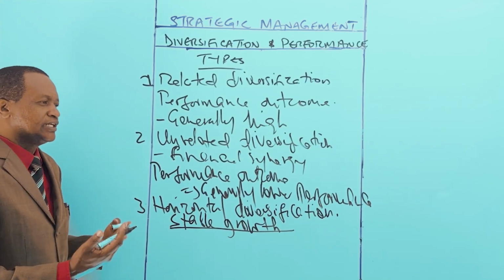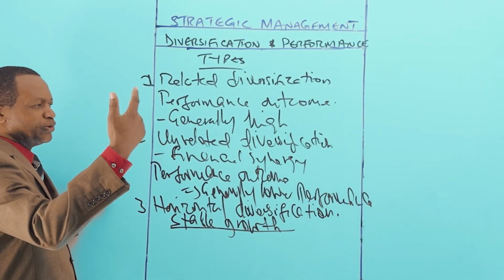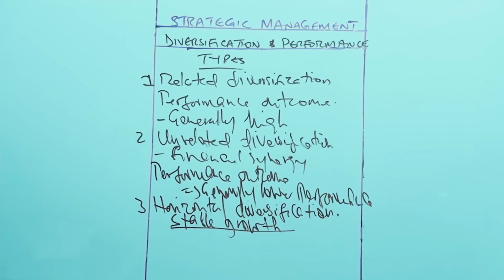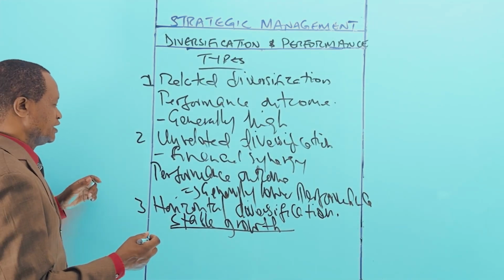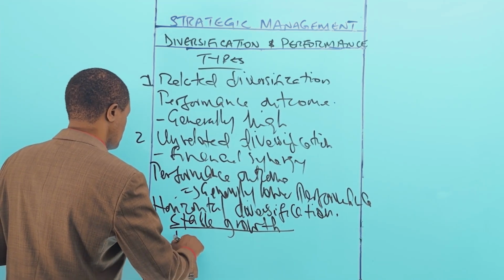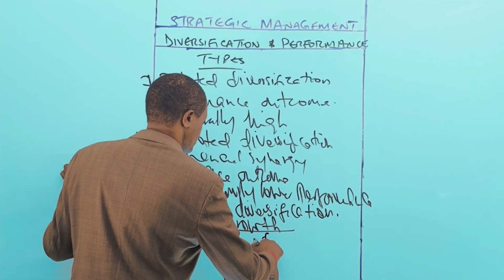The growth is relatively stable because it increases share of the wallet from current customers, but can increase risk if that specific customer segment experiences a downturn. And I've given an example of a gym selling, say, protein powder to its members. So that's horizontal diversification. Number 4, there is what we call vertical diversification.